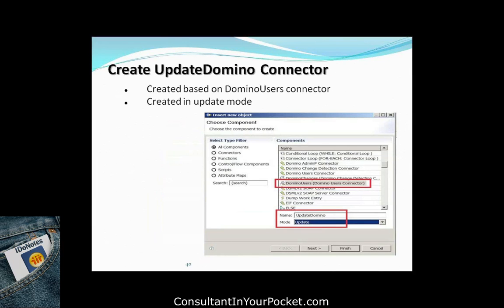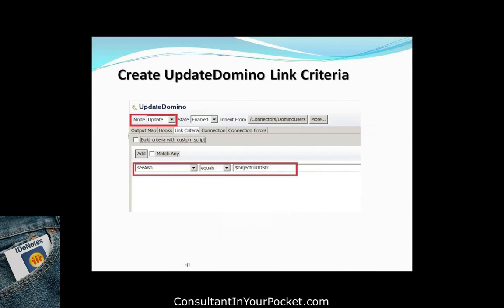The next thing we're going to do is create an update Domino connector. We're going to create this based on the Domino users connector that we've already created. This time we're going to use an update mode. Update mode will only update, it will not add records. And again, we're going to set up a link criteria for this particular connector. So again, if see also equals $object GUID str.